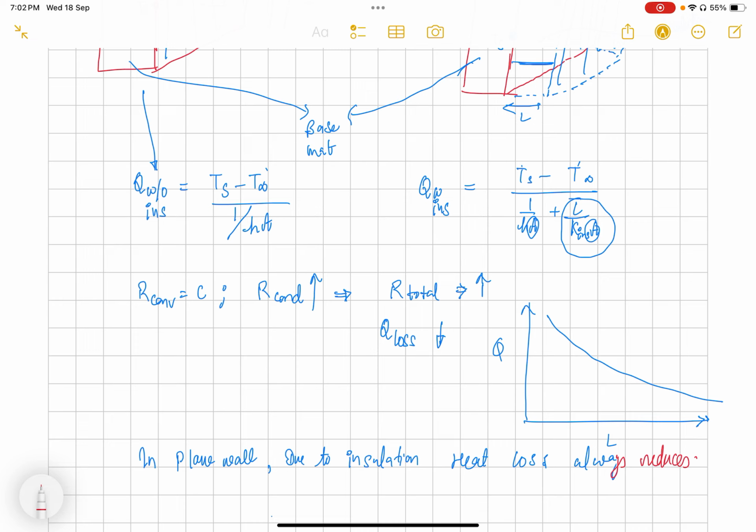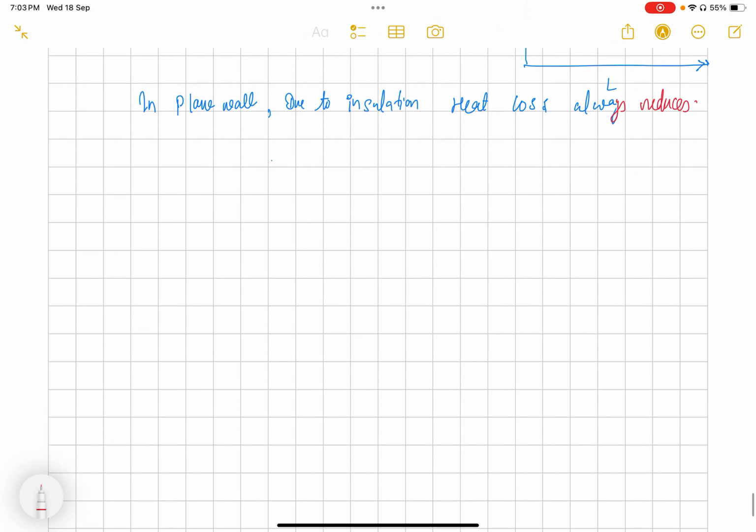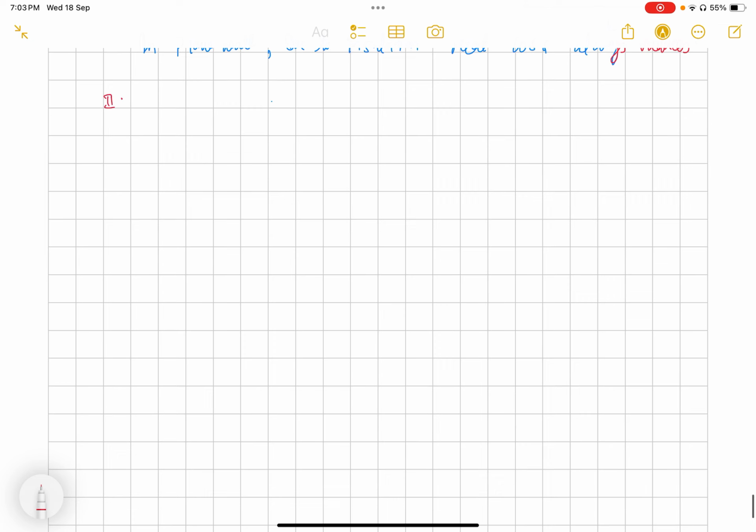The concept of critical thickness will come only when there is a decrease or increase of heat transfer with thickness, and then after a certain thickness, it will decrease. So we will see what I mean by that. So the next case is a hollow cylinder or sphere insulated from inside.